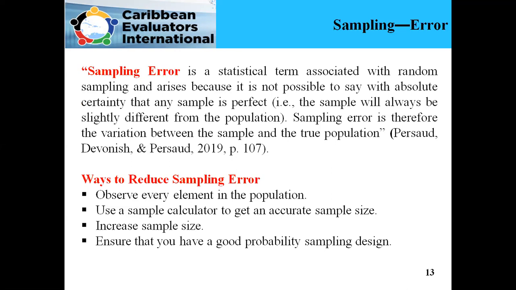If you were to observe every element in the population, this would be great. However, it would certainly not be cost effective, because think of if we had 100,000 in the population and we have to actually sample every one of those persons, our costs would be quite prohibitive. Your best strategy is therefore to use a sample calculator to get an accurate sample size. Also, if possible, increase your sample size slightly. Finally, ensure that you have a good probability sampling design.